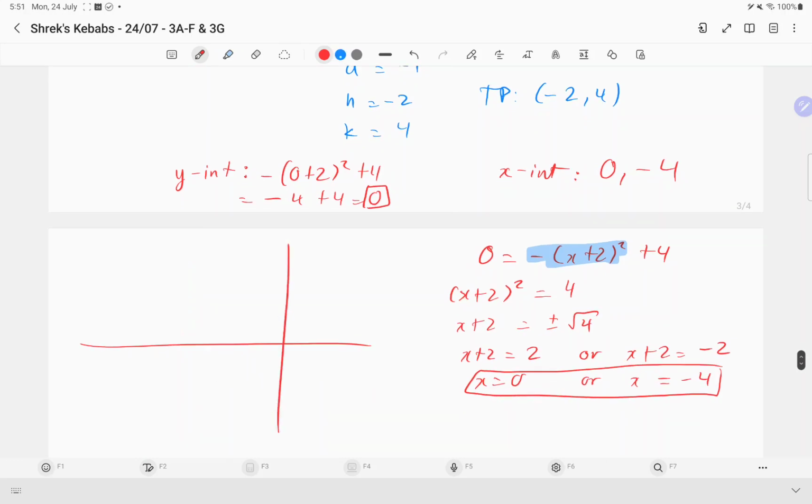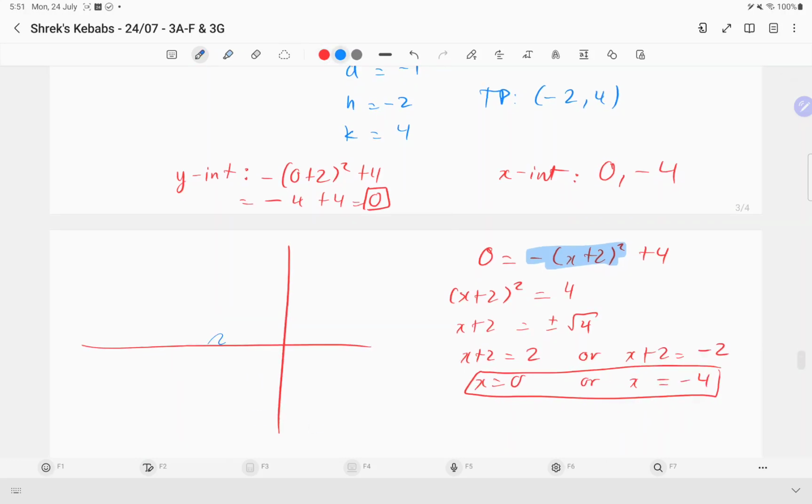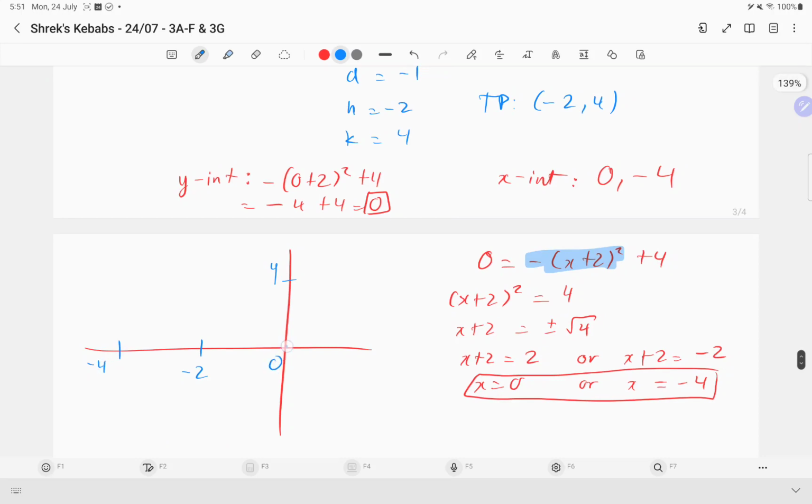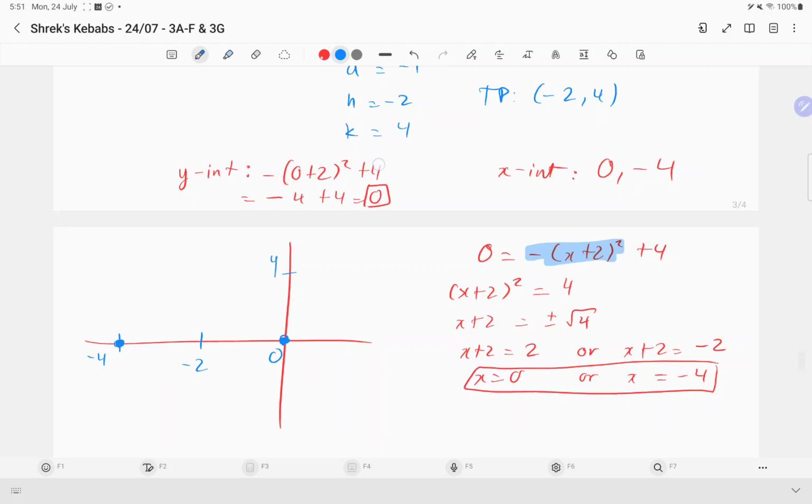So the turning point is negative 2 and 4. Let's say y is 4, x is negative 2, and then we have the intercepts at negative 4 and 0. These are the two x-intercepts, and the y-intercept is also at 0, which is the origin. So the turning point is negative 2 and 4, which is the top here. Then you just need to draw past that one and then draw past this one here.